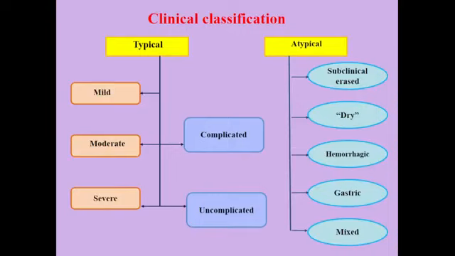Clinical classification. Again, every disease has a mild, moderate, and severe course. May be complicated, uncomplicated. It may be in typical form, as we told before, and atypical form, which is subclinical or erased form, so-called dry cholera without vomiting and diarrhea but still dehydration, hemorrhagic cholera, gastric cholera, and mixed.